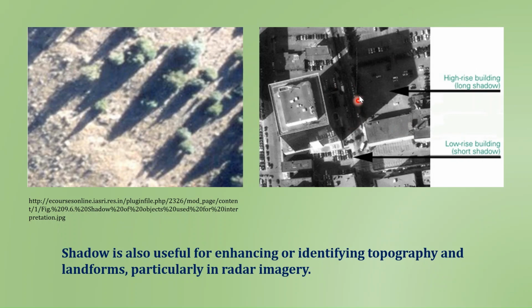Similarly, here we have two shadows created by these buildings. So the length of the shadow represents the height of the building. For example, here we have the long shadow, so this is the high-rise building, while here we have the short shadow, which is created by the low-rise building. So this shadow is useful for enhancing or identifying the topography and the landforms, particularly in radar imagery.